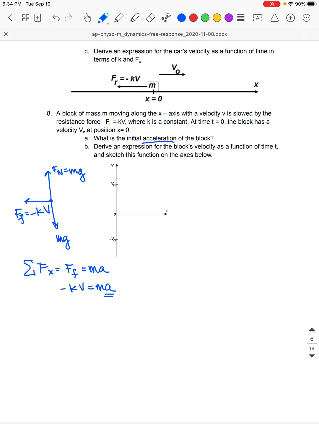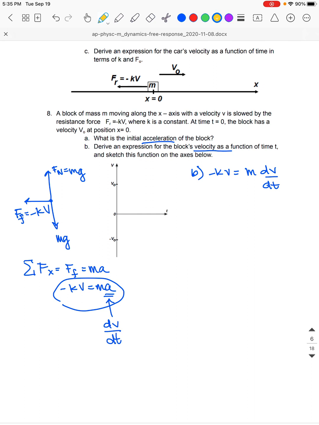Now, when we are trying to find velocity as a function of time in part B, I'm going to take this equation again, but instead of a, I'm going to plug in dv/dt, and that'll give me a function with respect to time. So I end up with negative kv equals m times dv/dt.